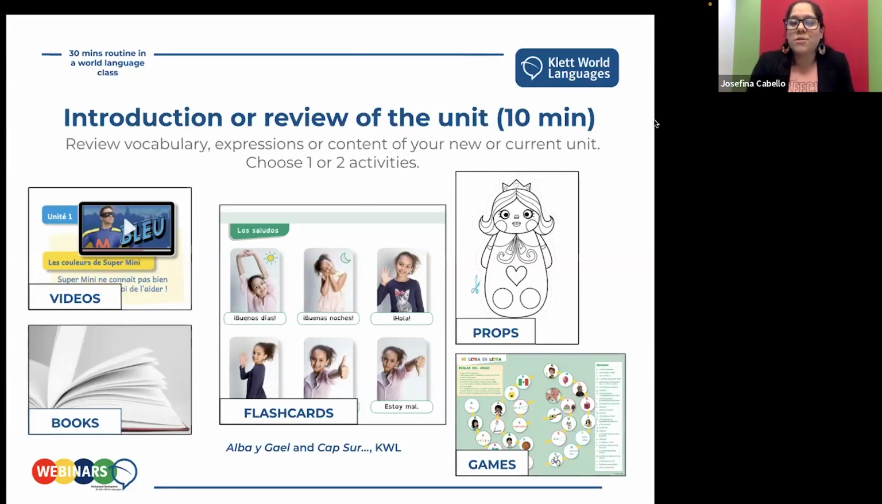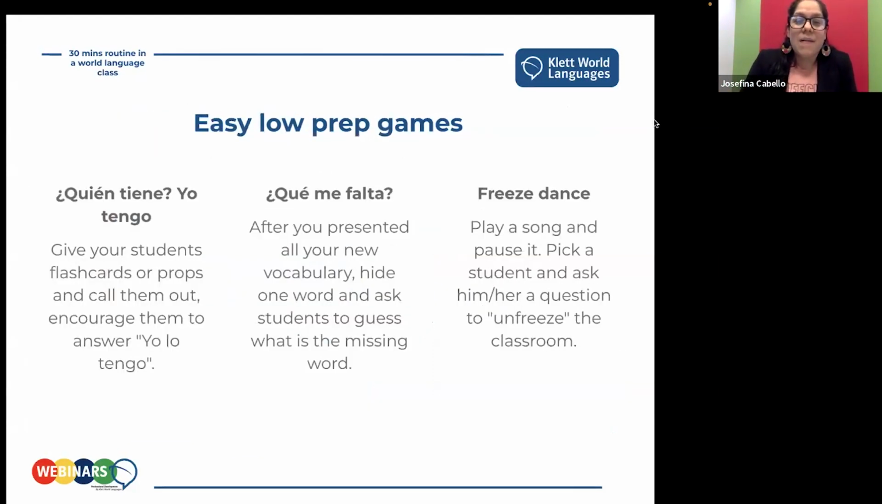We can go to our next slide. And here are some examples of some easy low prep games, because sometimes as educators, when you hear the word games, you're like, okay, now I have to cut, I have to glue, I have to laminate. Not really. There are a lot of games that you can do that are not going to require that much preparation from you.